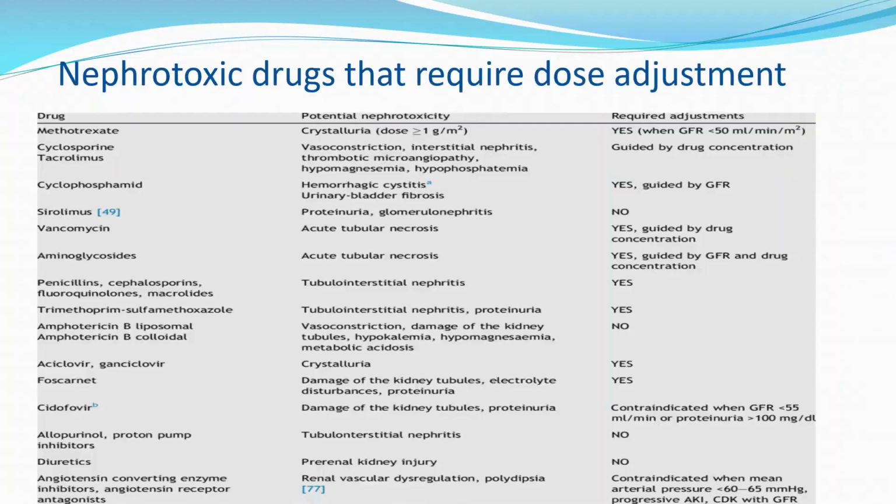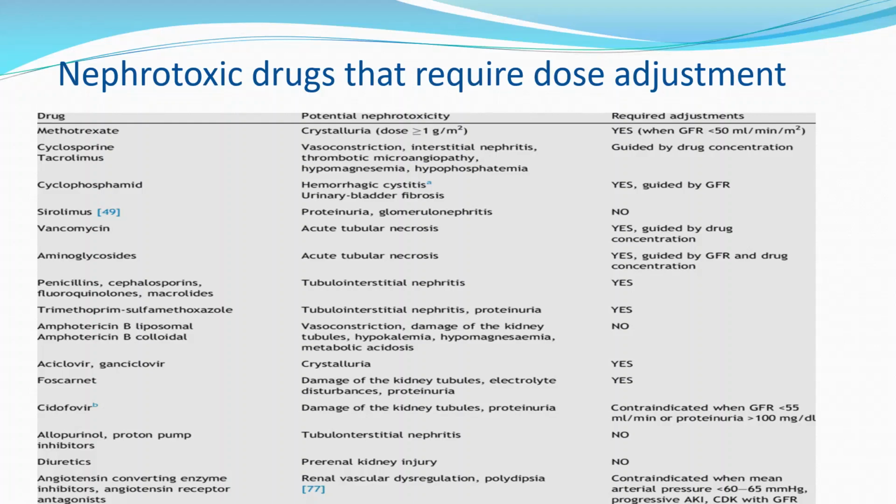This is the chart which shows the dose adjustment of nephrotoxic drugs. The dose adjustment of nephrotoxic drugs is very necessary and very important. The first drug that is very important in our setup is cyclosporine, because cyclosporine causes vasoconstriction, also hyperkalemia and hypomagnesemia. The levels of cyclosporine should be adjusted according to dose. Tacrolimus is also very important. The dose adjustment of tacrolimus is also very necessary.